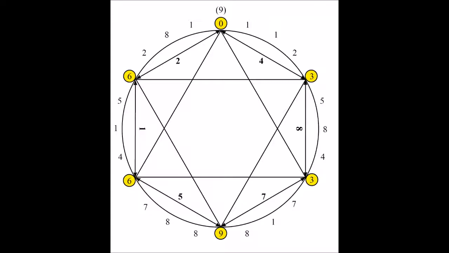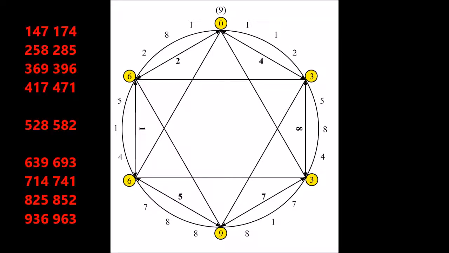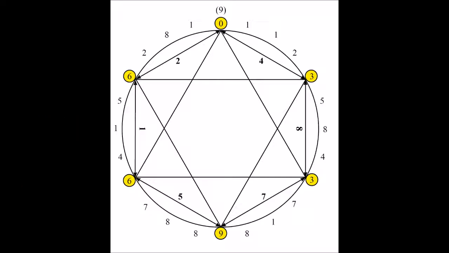So interestingly, if we line up all these 18 numbers in one line, we have 147, 174, 258, 285, 369, 396, 417, 471, 528, 582, 639, 693, 714, 741, 825, 852, 936, and 963. Look at the central number between these 18 numbers. The central number is 528.